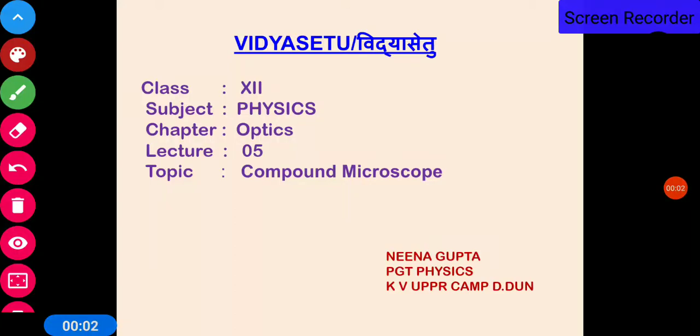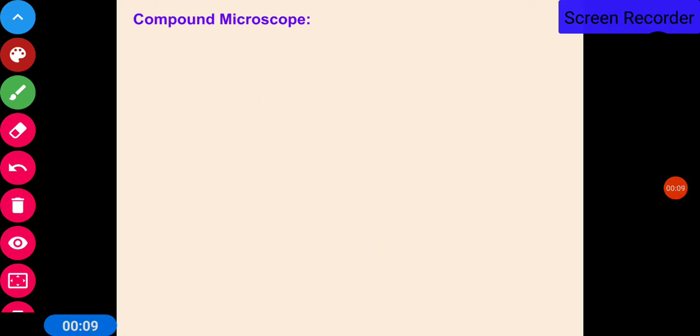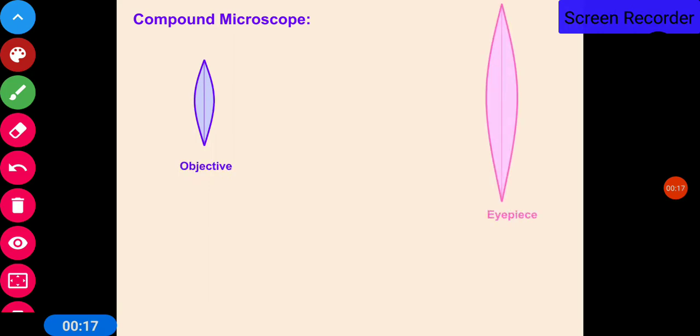Good morning to all. Let us study the compound microscope. Now, as you know, a microscope is an instrument which is used to see small things. A compound microscope consists of two lenses, one objective and another eyepiece.